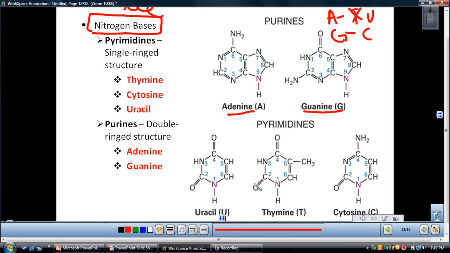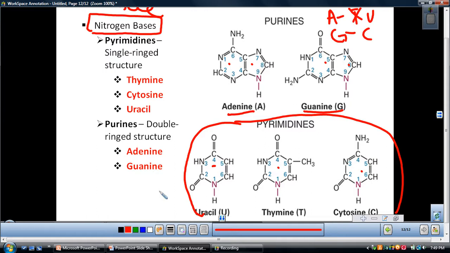But if you look at their shape, these 3 down here at the bottom all have a single ring. It's a single ring structure. These 2 up here have double rings, like that's the adenine, here's a double ring, and that's the guanine. So their shape is a little bit different, so what we do is we put them into 2 categories. These are the purines. These down here are the pyrimidines.